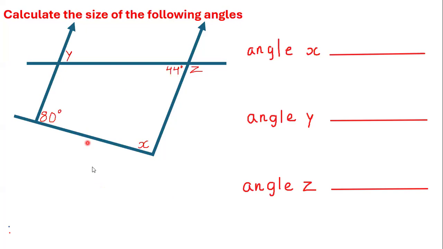Tavana, you don't know how we're going to get X? Because they're co-interior, and co-interior angles equal 180. But I'm not sure about that one. I only know about Z and Y for sure. Why do you think it's co-interior? Because they're inside the quadrilateral and the two sides are parallel. So they're co-interior.